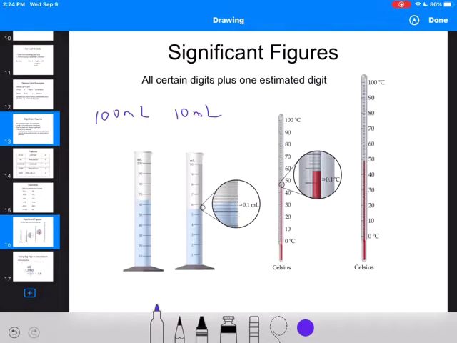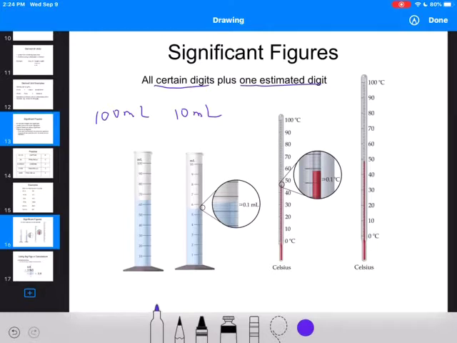If I look at this 100 milliliter graduated cylinder, I can see that it's numbered by 10s. If I look at the 10 milliliter graduated cylinder, it's numbered by 1s, but it also has 10 equal divisions in between. So the general rule for using significant figures with a measuring device is you're going to write down all the digits that you know for sure, plus you are allowed to estimate 1 digit.